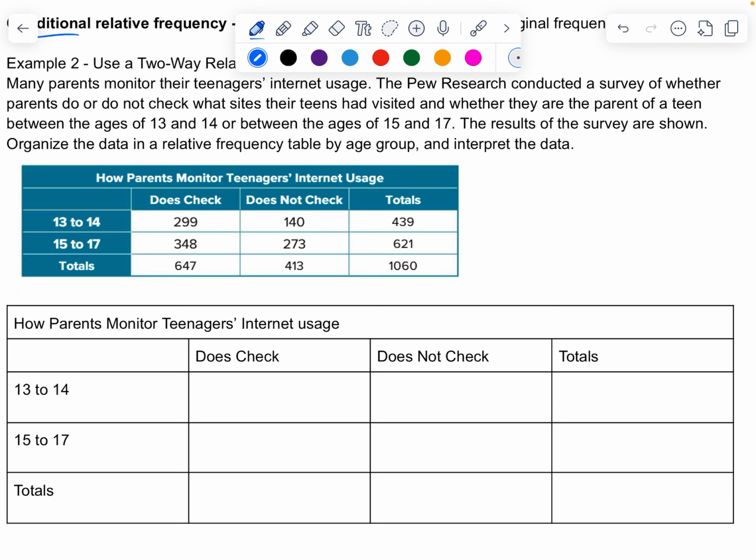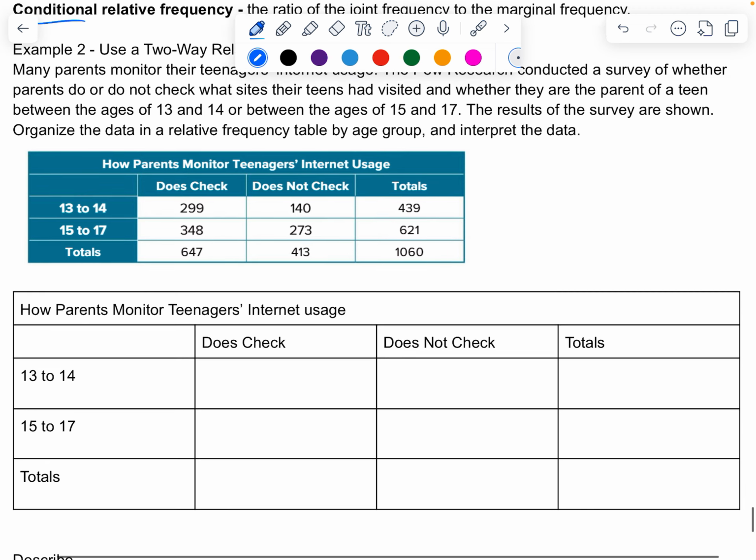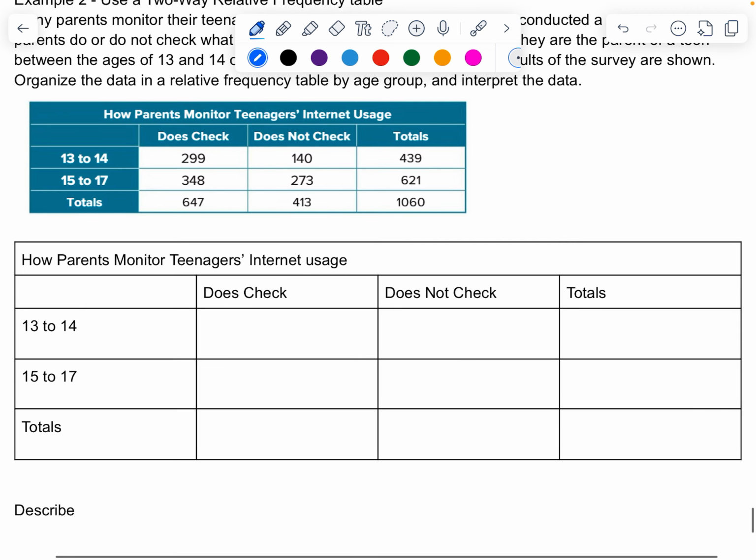So here we have it. What we're going to do on this is, it already gives us this information. What we're going to do right now is make this a relative frequency table. So here we go.